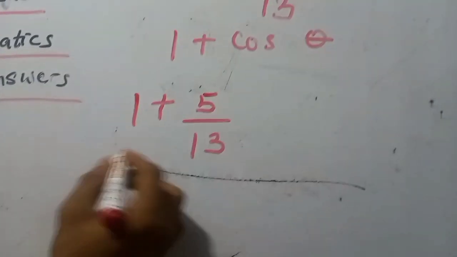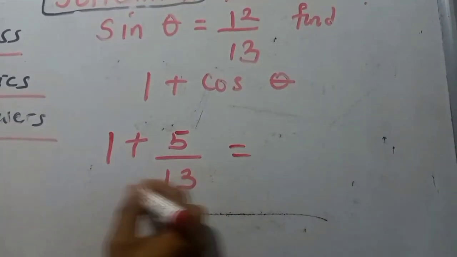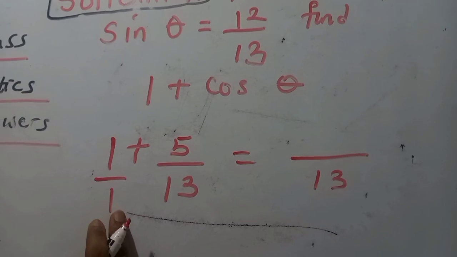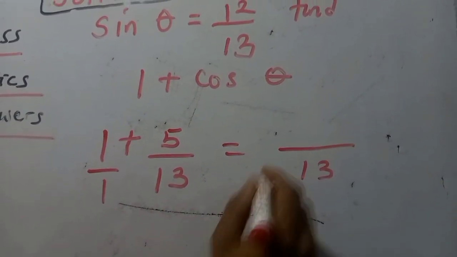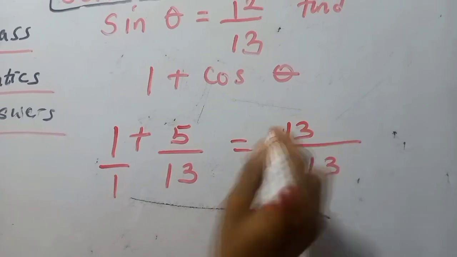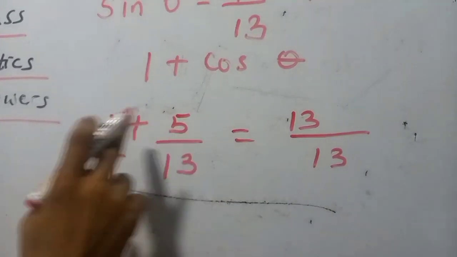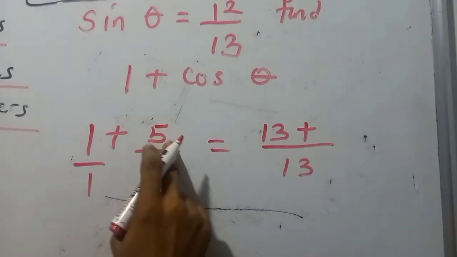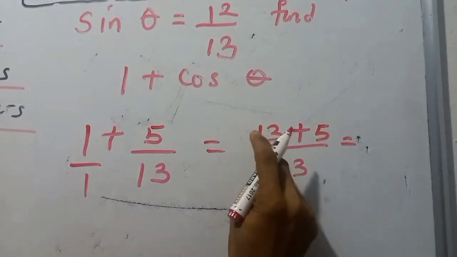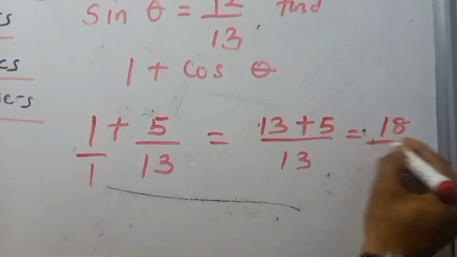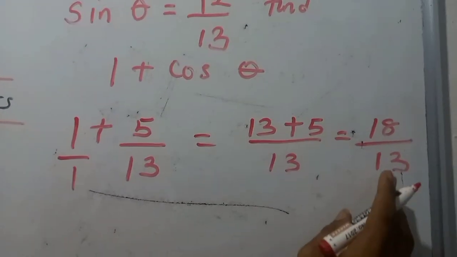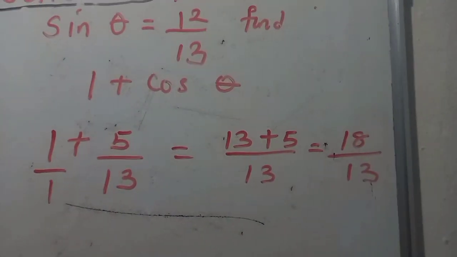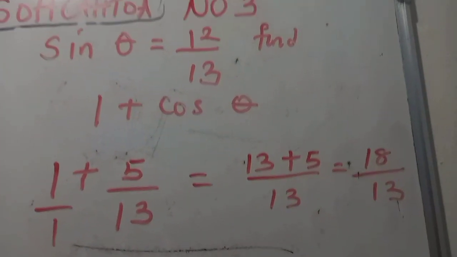So we find the LCM, equals to the 1 over 1. We need to have LCM, so this is 13. 1 going into 13 is 13. 13 times 1 is 13, plus 13 divided by 13 is 1. 1 times 5 is 5. So it goes to 13 plus 5, which is 18 over 13. So this is our final answer for finding 1 plus cos theta. Okay? You can rewatch the video again to get what is solved here.